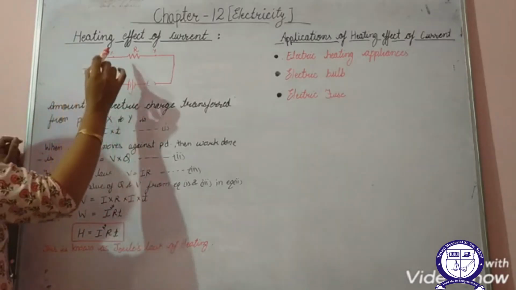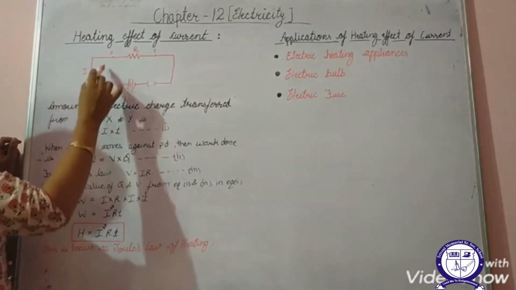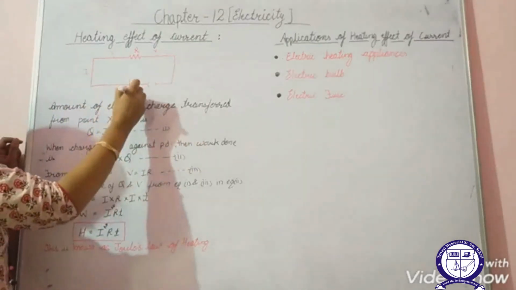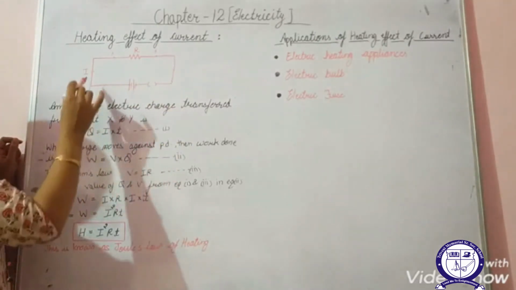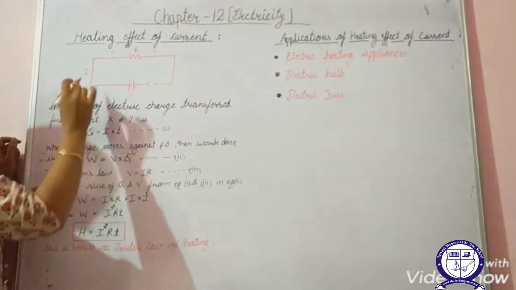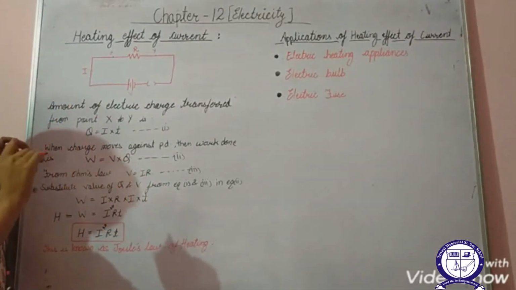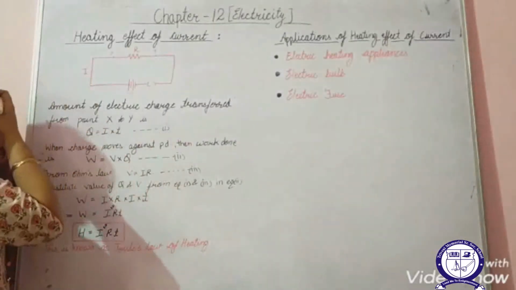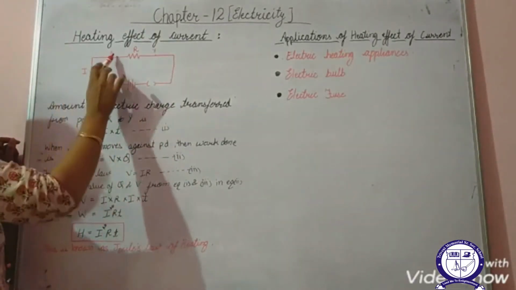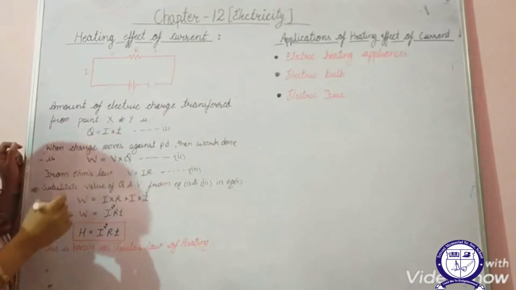Now here, consider a conductor XY which has resistance R ohm, and the potential difference across the two ends of the conductor is V volt, applied by the battery. And the current I flows in this conductor. Now assume that this current I flows through this conductor XY for some time duration, let us suppose it is t seconds. During that time duration, charges will get transferred. The amount of electric charge that will transfer from point X to point Y is given by Q is equal to I into T.